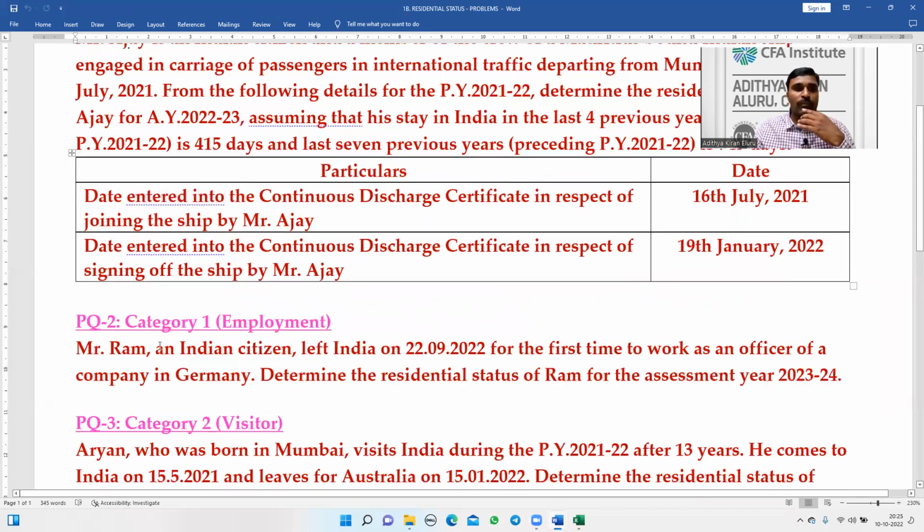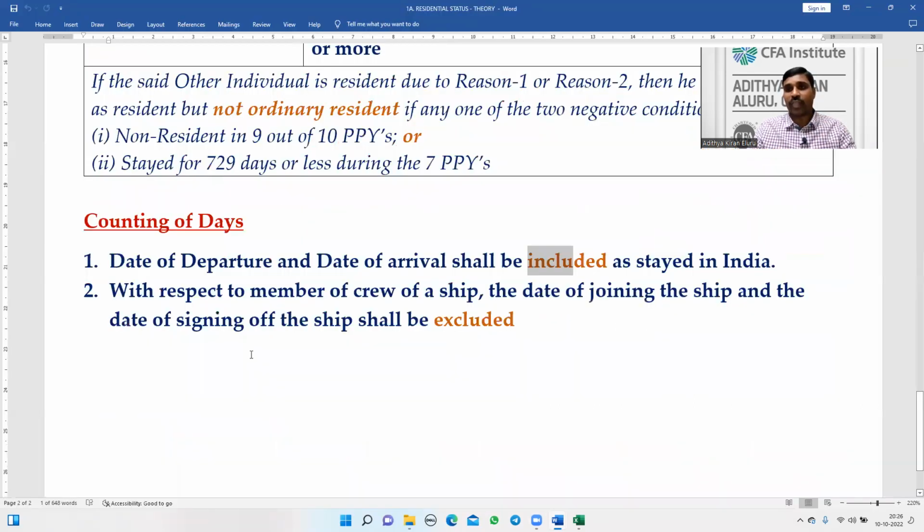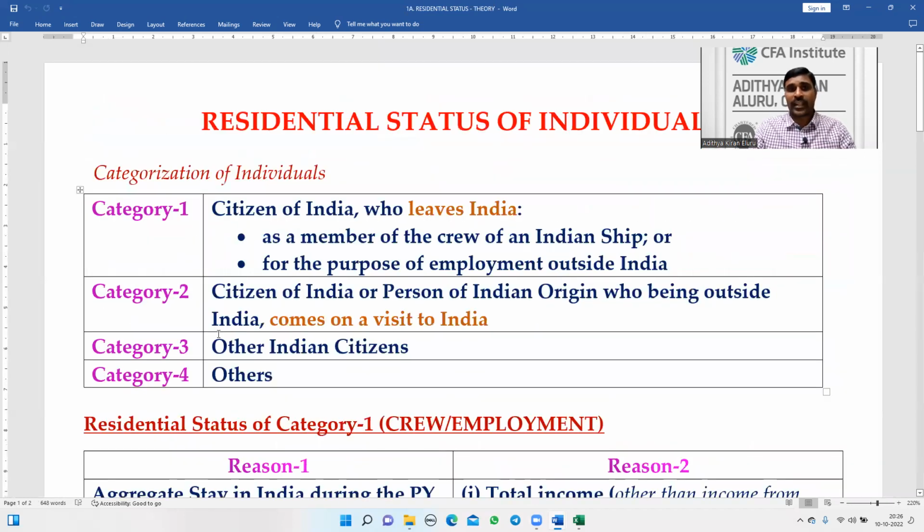Look at the second problem. Mr. Ram, an Indian citizen, left India on 22nd September 2022 for the first time to work as an officer of a company in Germany. Determine the residential status of Ram for the assessment year 23-24. Since he's an Indian citizen who left India to work as an officer of a company in Germany, he also comes under category 1 individual.